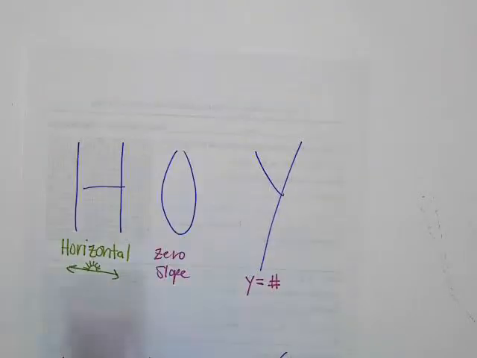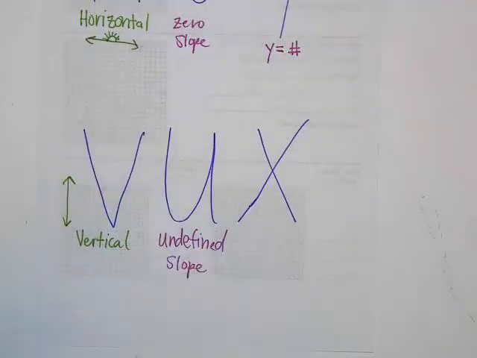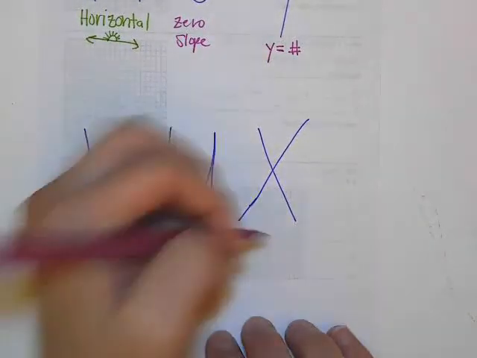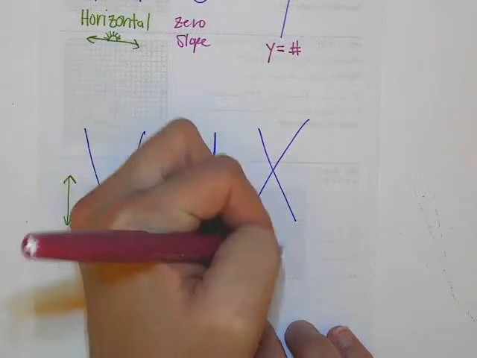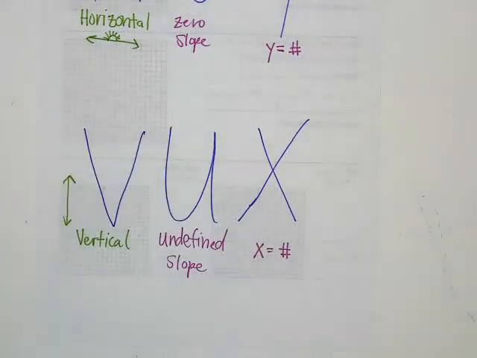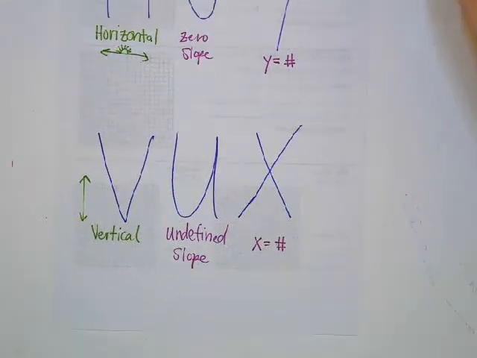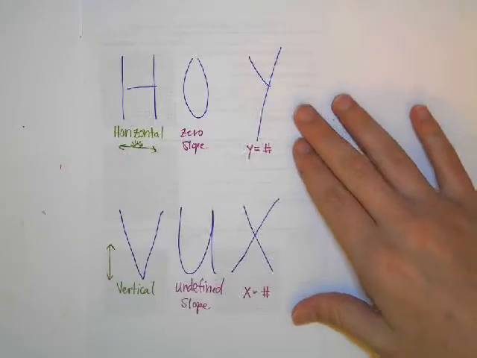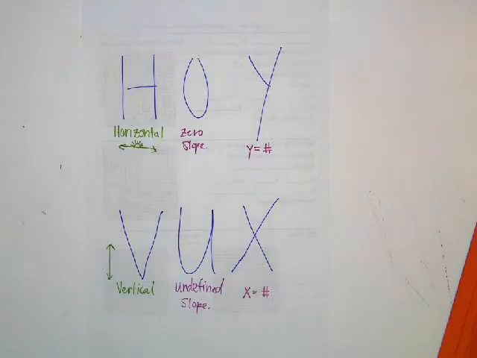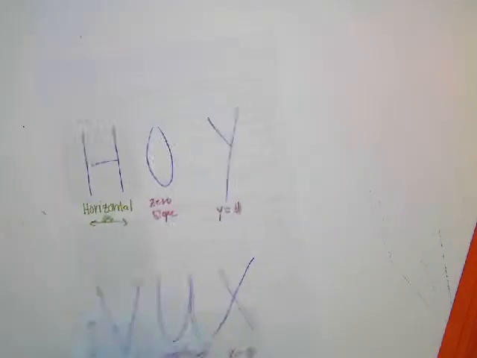Okay, so the last letter stands for the equation. Well, if HOY is y equals a number, what do you think BUCKS is going to be? X equals some number. Just one number. That's all it is. Okay? So HOY BUCKS. Anytime you're talking about straight lines like this, side to side or up and down, you're going to write HOY BUCKS on your paper. Okay? Any questions? All right, flip it over.